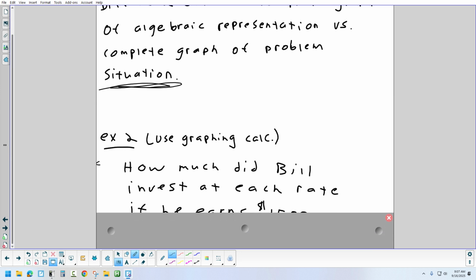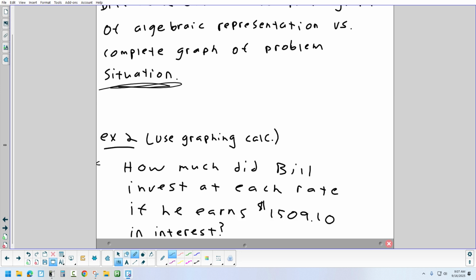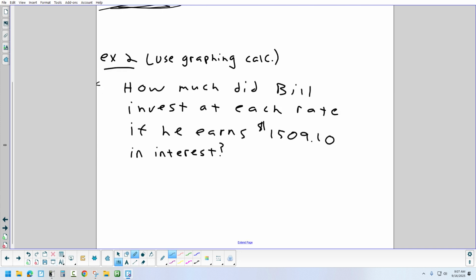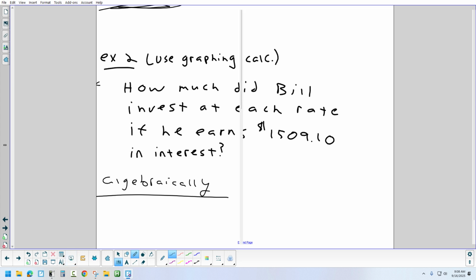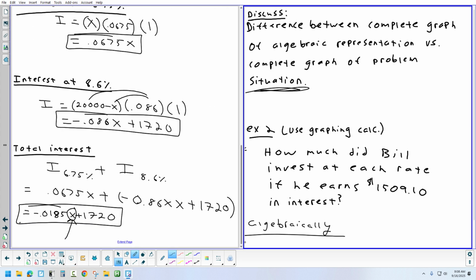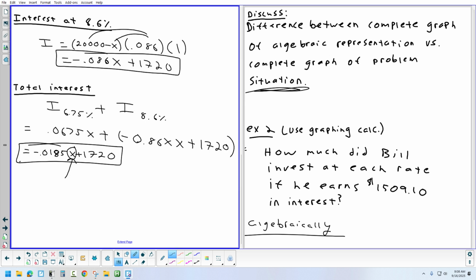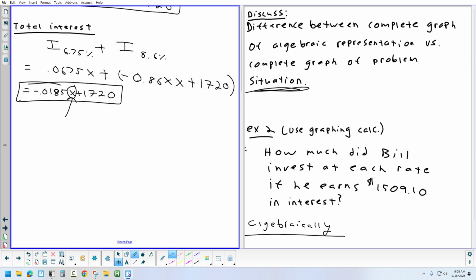So it says, how much did Bill invest in each investment? Okay, each the 6.75 and I think it was 8.6. If he earned a total of $1,509.10 in interest. Let's do it algebraically first. How would I solve that problem algebraically, using what we just did in example 1?